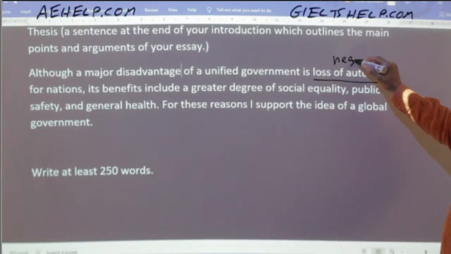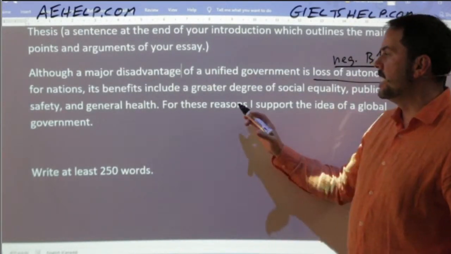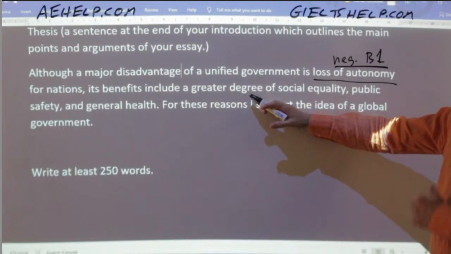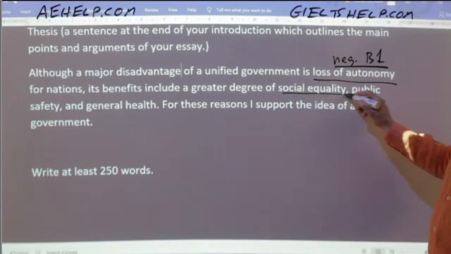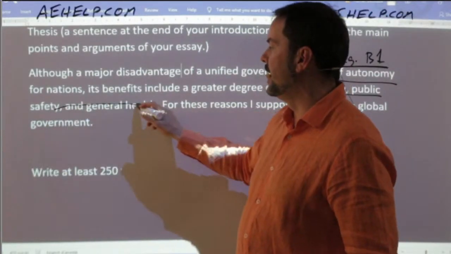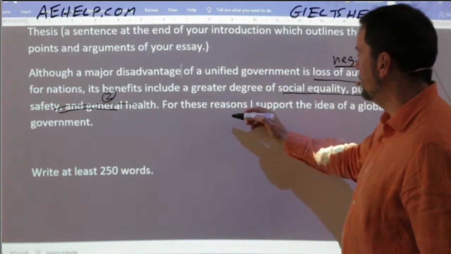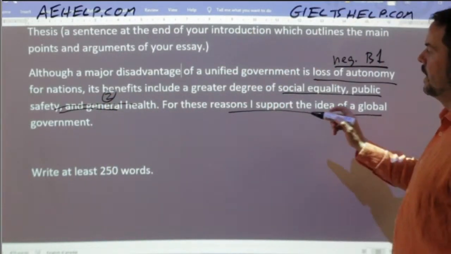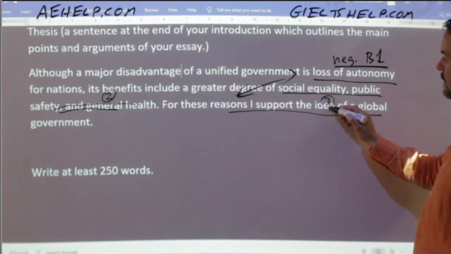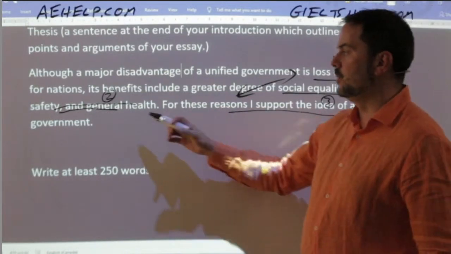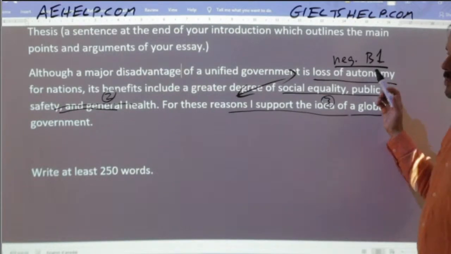So it's going to be a negative body 1. Okay. And then body 2 will be the social equality, public safety, and general health. Okay. And then body 3 can be my support comparing these two. Okay. So explaining clearly why this second one is more important than this first one, because that's what I said, right?